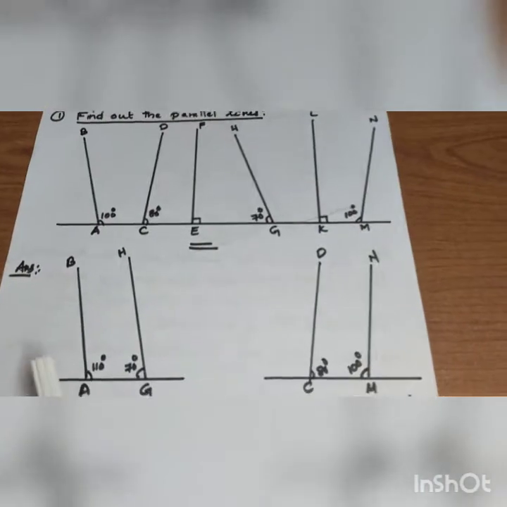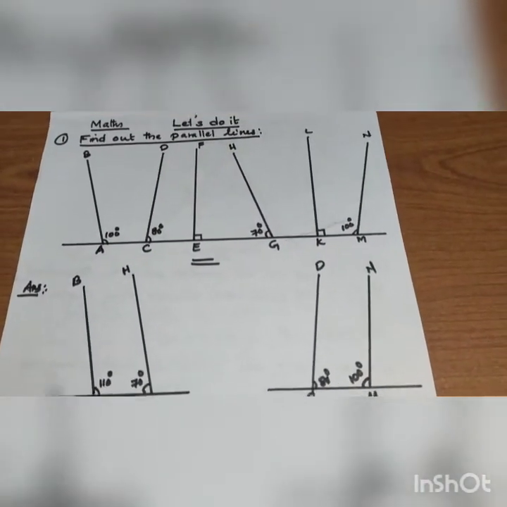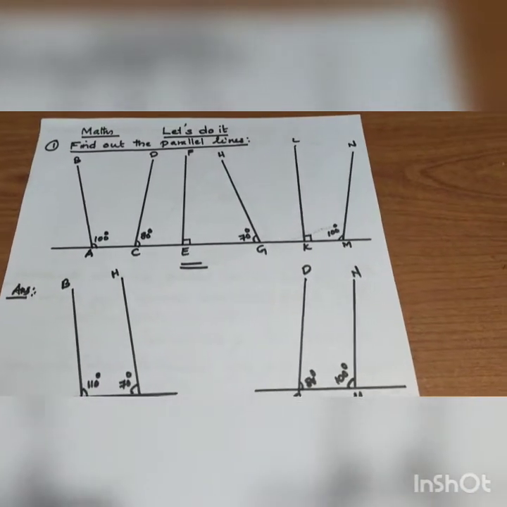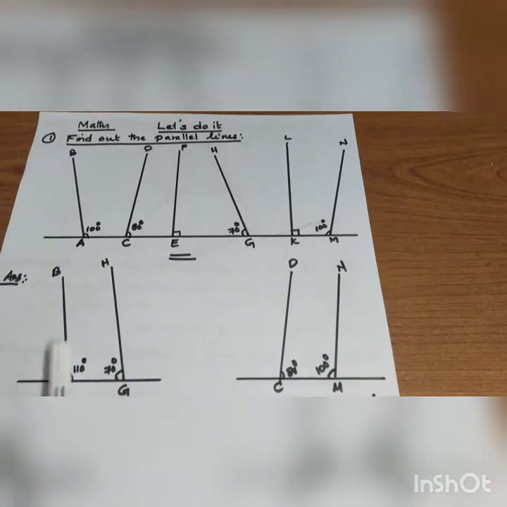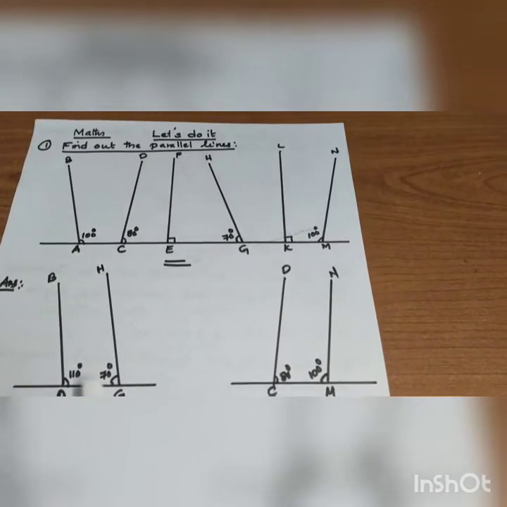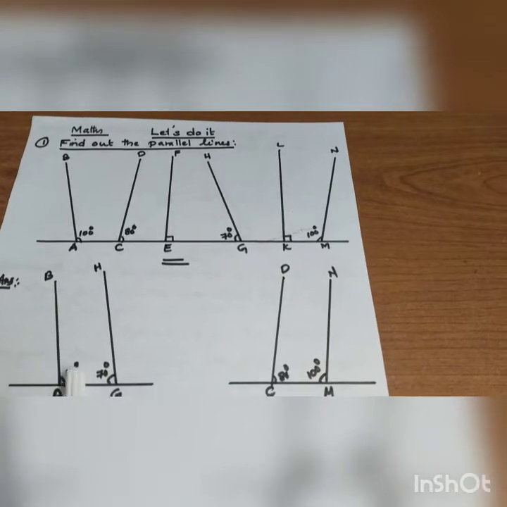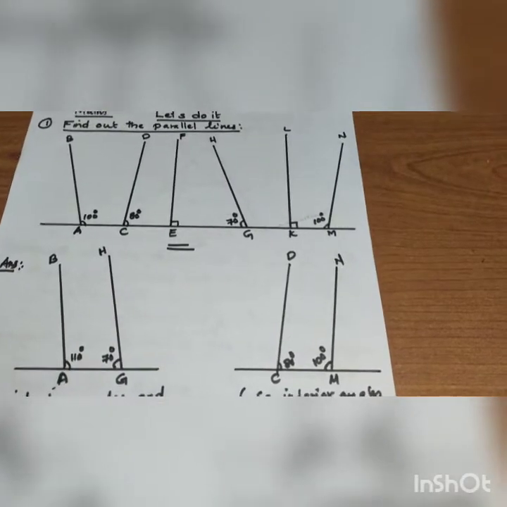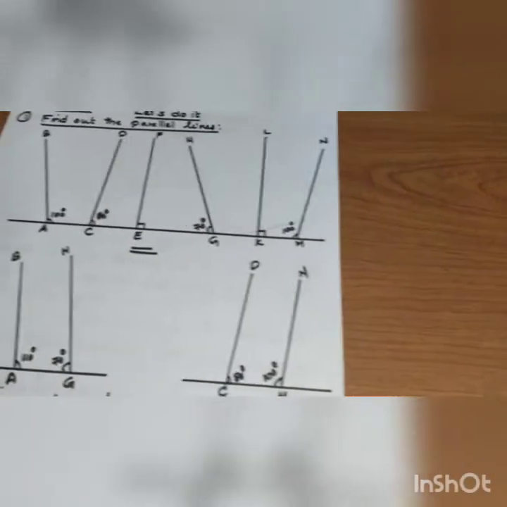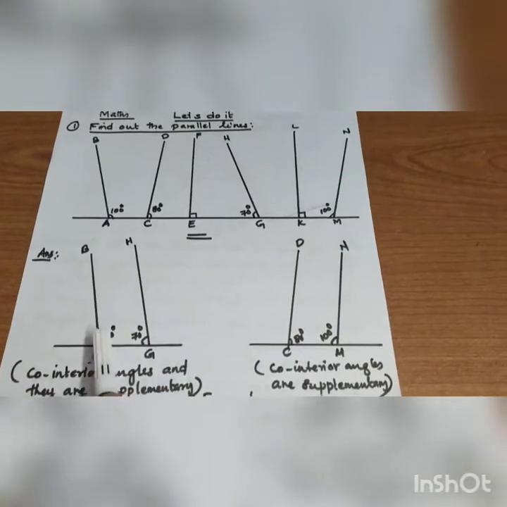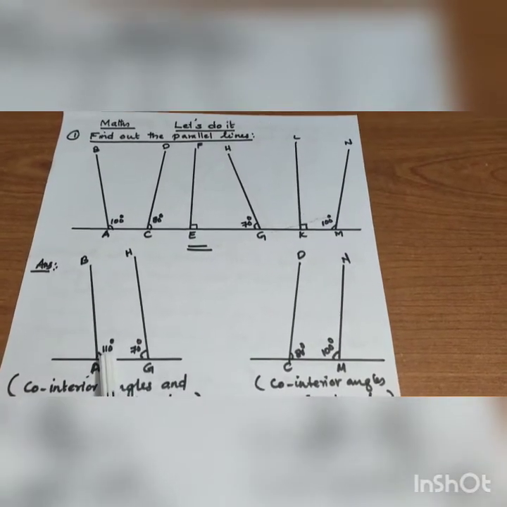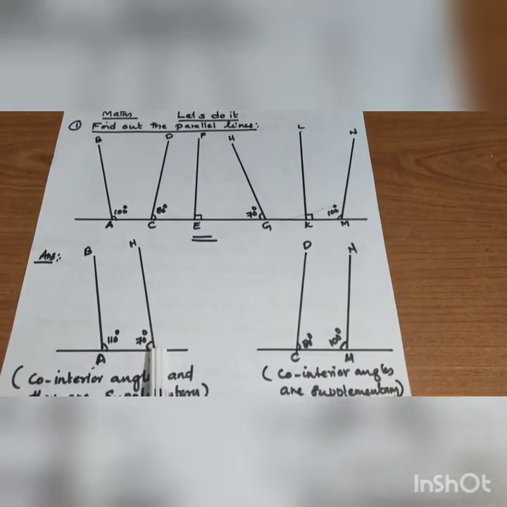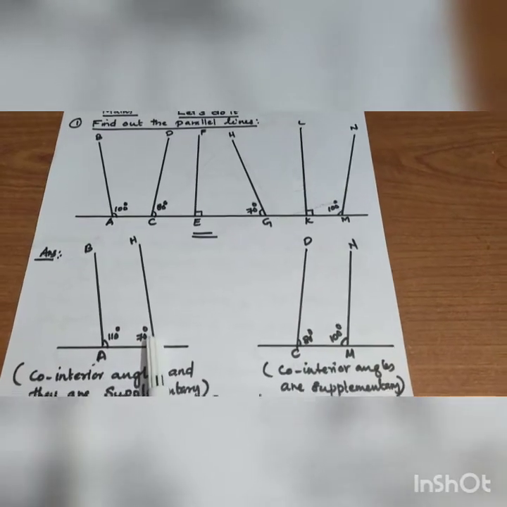Look here, AB and GH. AB measurement is 110 degree and GH measurement is 70 degree. Consider these are the lines and this is the transversal. Then these two marked angles are co-interior angles. Co-interior angles are supplementary. Here their measurements are 110 plus 70 degree, that is 180 degree. Therefore, here co-interior angles are supplementary. Therefore, these two lines are parallel lines.